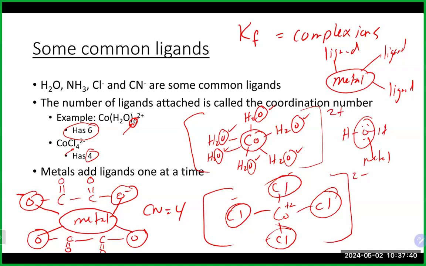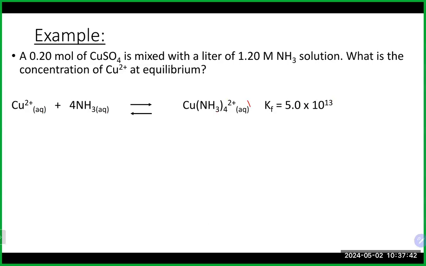So let's talk then about calculations involving KF, and they are a little bit different. They are a little bit different, as we talked about, because they do have a fairly large K value. And because of that, the formation of a complex ion is really favored in that sense. So if we look at a problem like this, we're going to talk about how to solve this.